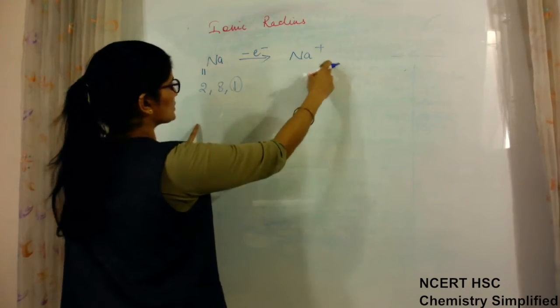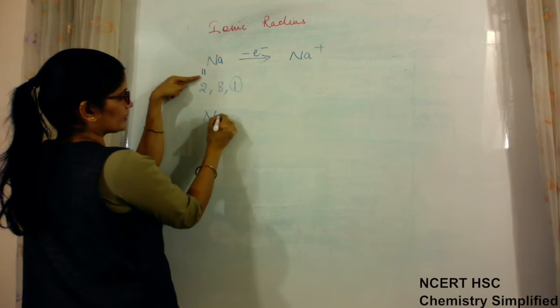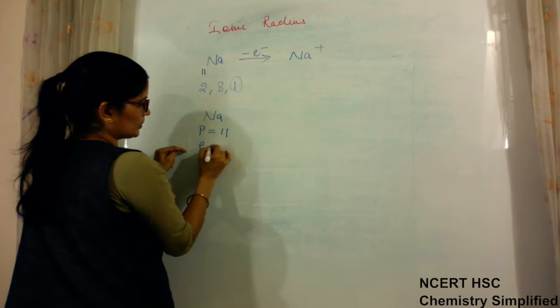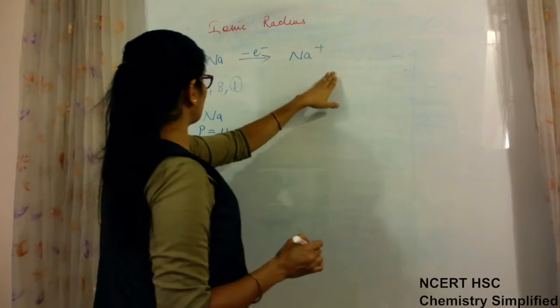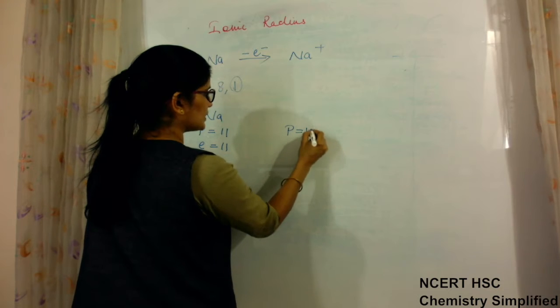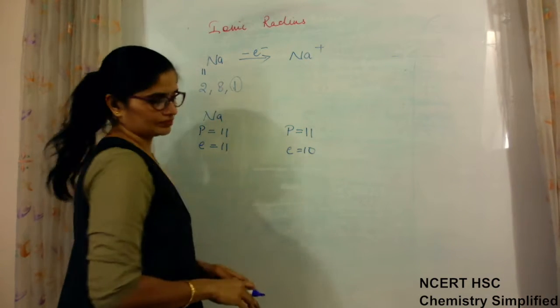When it is Na positive, that means what? When sodium has atomic number 11, at that time proton number is 11 and electron number is also 11. When sodium becomes Na positive, then in that case what happens? Proton number is still 11, but electron number is now 10. Okay.